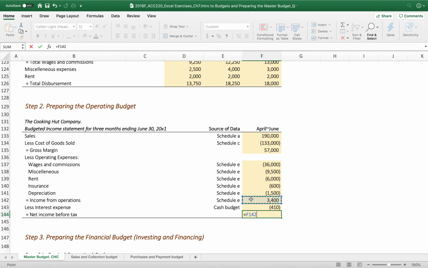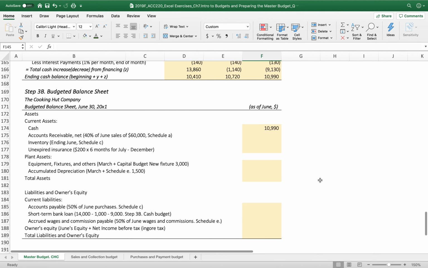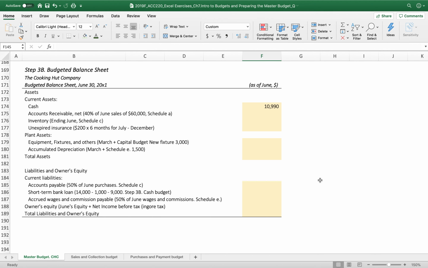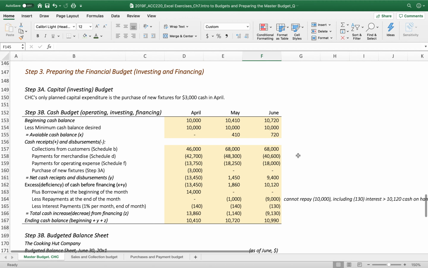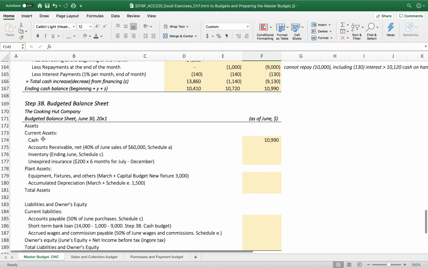Oh, sorry, this we already calculated. This income from operation plus 410. So 2,990 is the budgeted income statement for 3 months. Then let's finish the income statement and then the budgeted balance sheet.